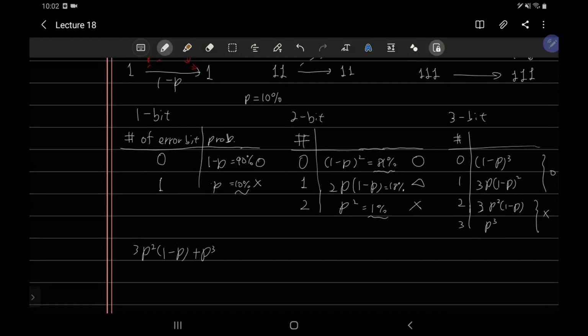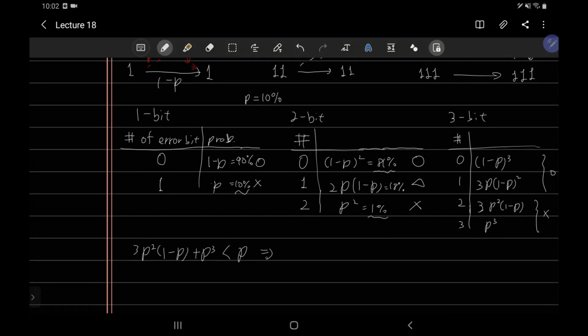And then we want to figure out for what kind of probability we will still have lower error probability compared to the one-bit case if we are using the 3-bit encoding. So that's the relation we want to solve.